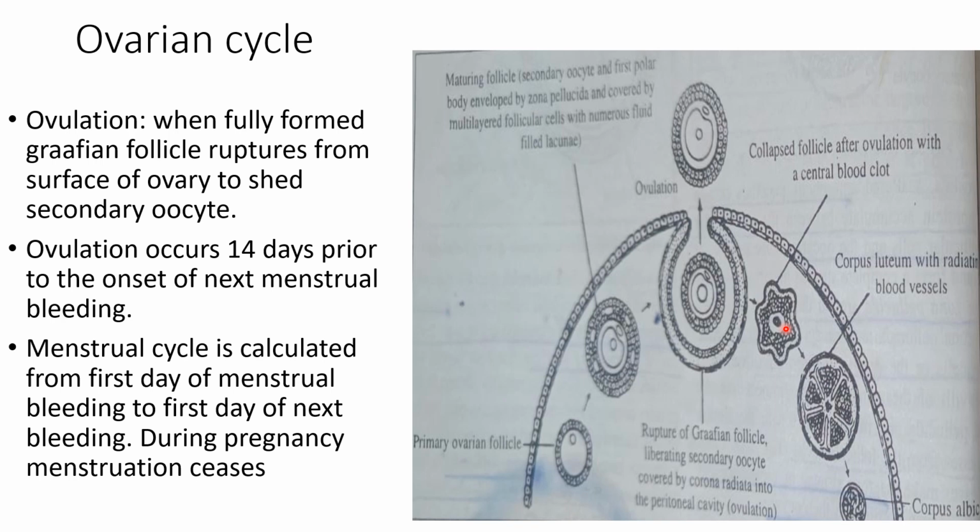Now ovulation occurs 14 days prior to onset of next menstrual bleeding. How will you calculate the day of ovulation? It occurs 14 days prior to the onset of next menstrual bleeding. The menstrual cycle is calculated from the first day of menstrual bleeding to the first day of next bleeding, and during pregnancy menstruation ceases.